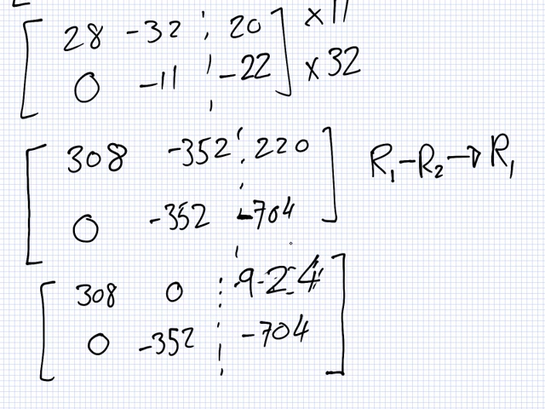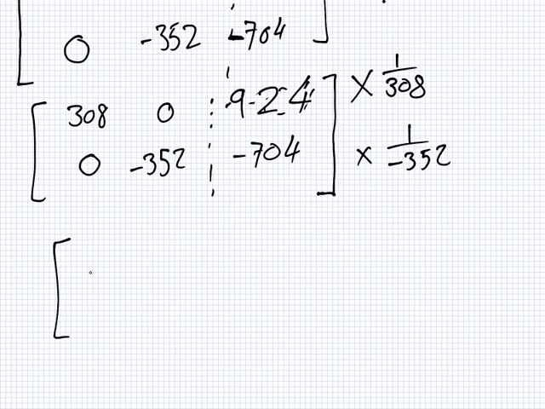The second row is the same. So the last step, multiply this by 1 over 308, and multiply this by 1 over minus 352. Okay, so this will be 1, this will be 0, and this one here will be 3. And this is 3. This one here will be 0, this one here will be 1, and this one here will be 2.